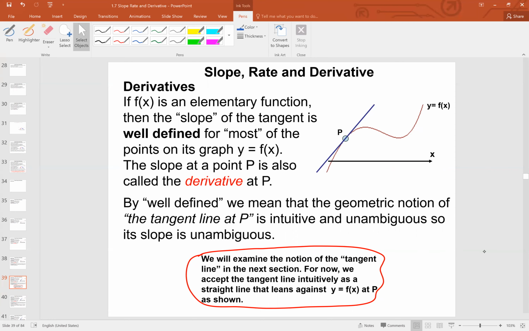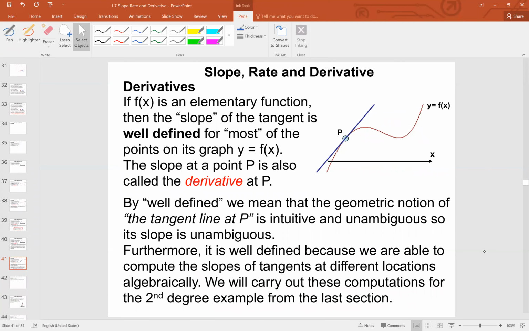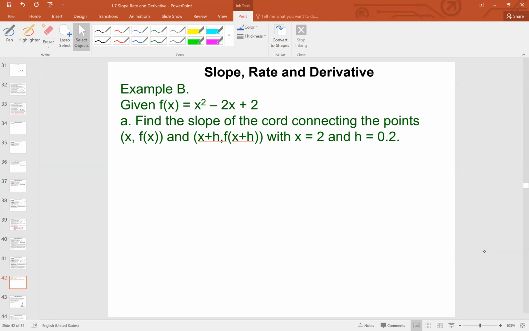How do we calculate it? Here is an example for how to calculate it. Let's start out with a parabola from the last section, again at a specific point, at x equal to 2. Let's see how we calculate that slope.